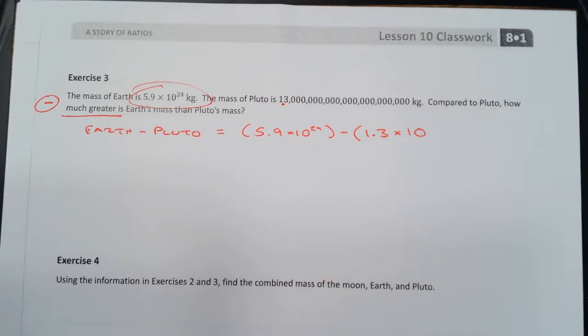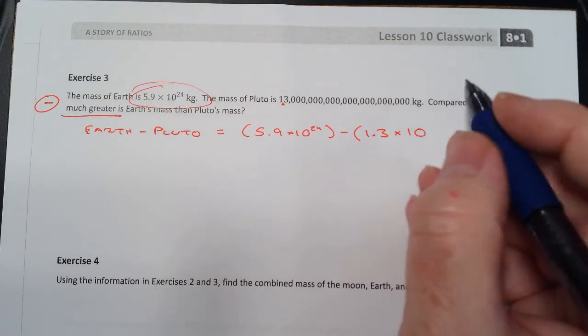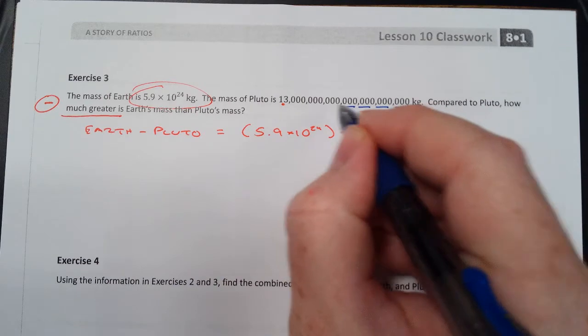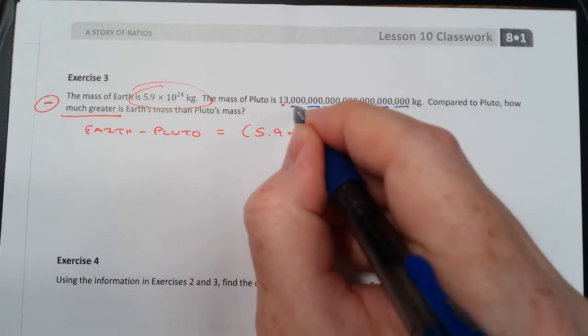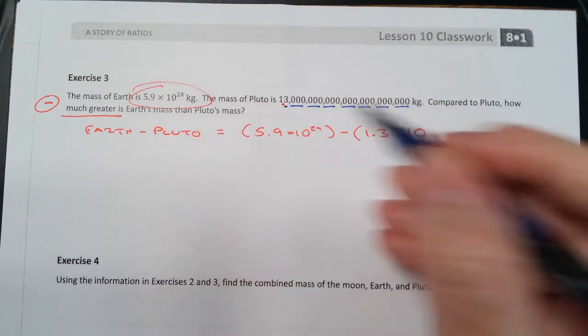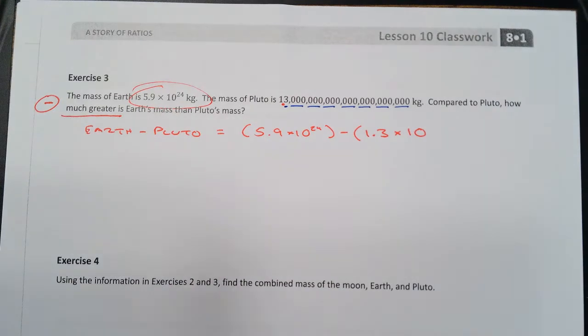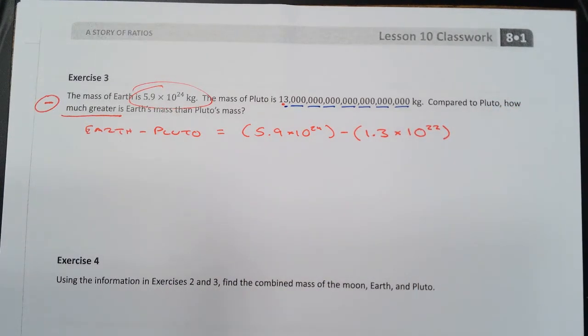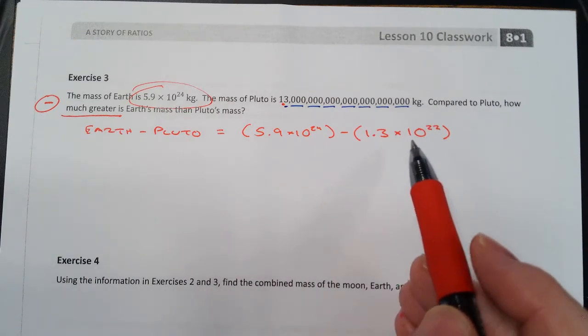But how many tens, how many place values did I move? Well, let's check. I like to count by threes. 3, 6, 9, 12, 15, 18, 21, and one more, 22. So I moved the decimal 22 places. So that's the scientific notation.